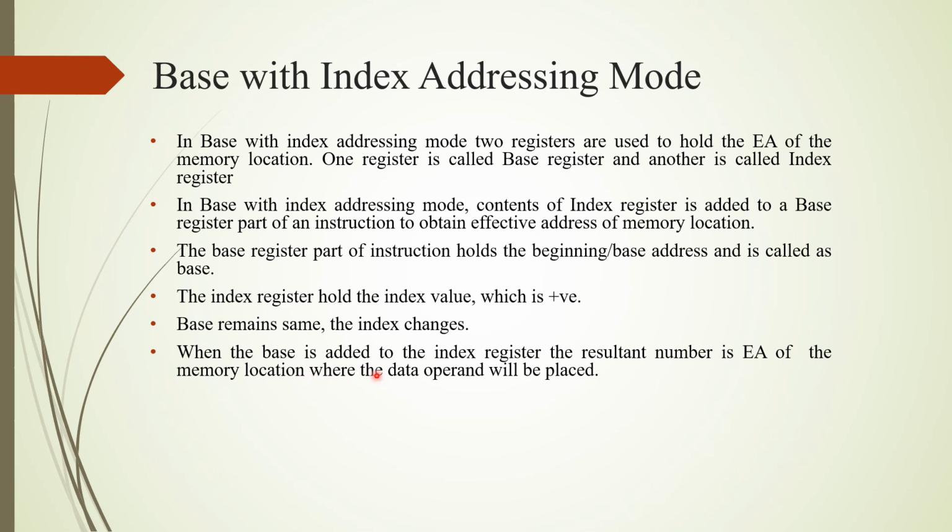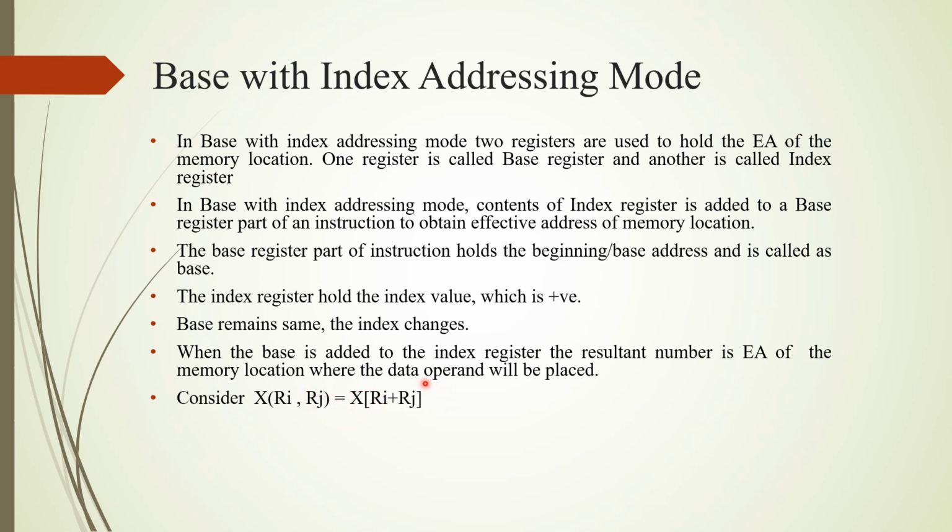When the base is added to the index register, the resultant number we call the effective address of the memory location where actually the data operand will be placed. Consider a representation for a base with index addressing mode, a constant with the two registers Ri and Rj. Ri is considered as an index register, Rj is considered as a base register.